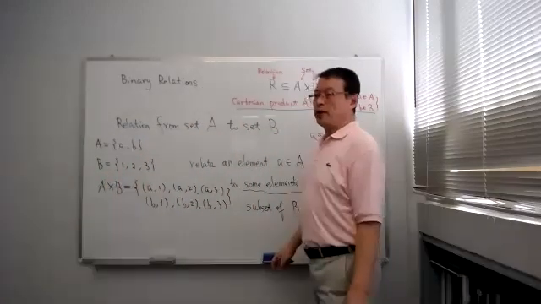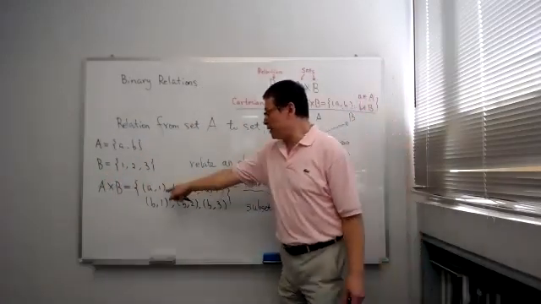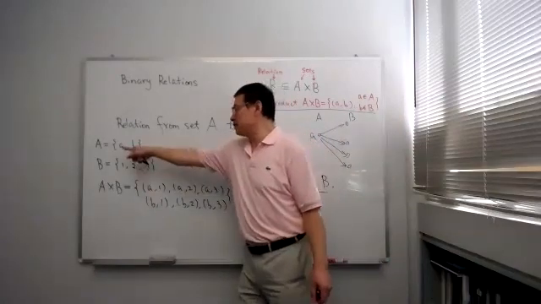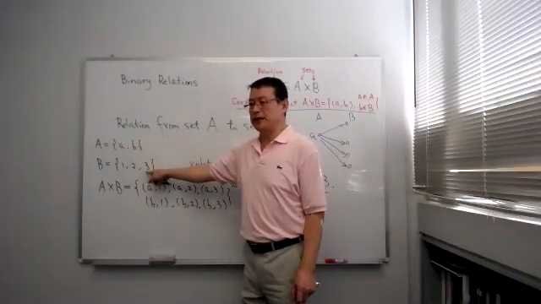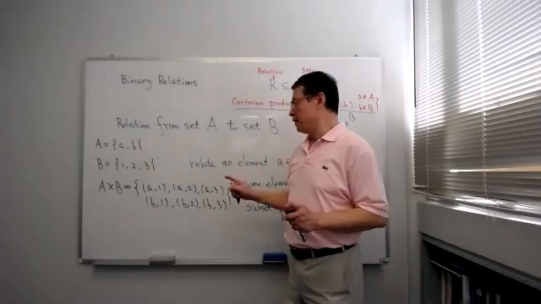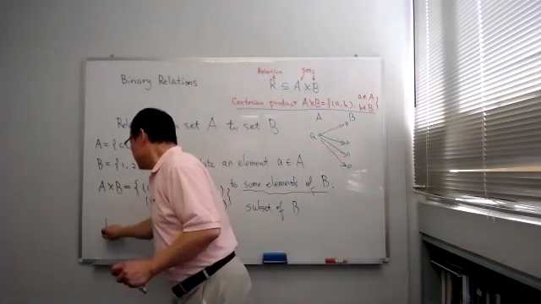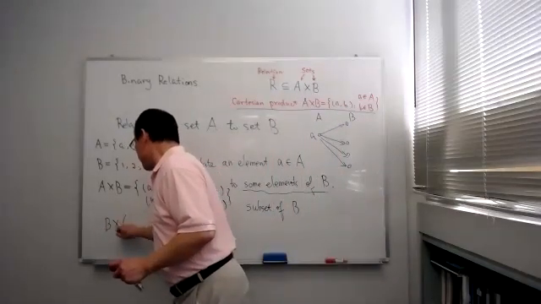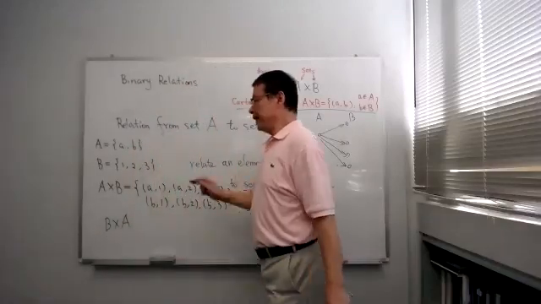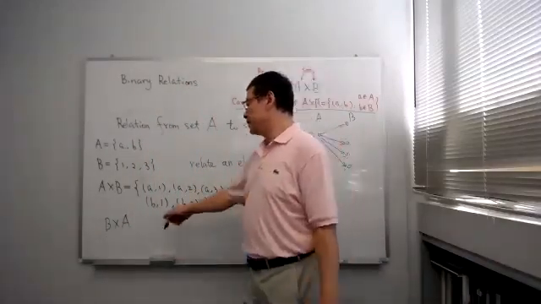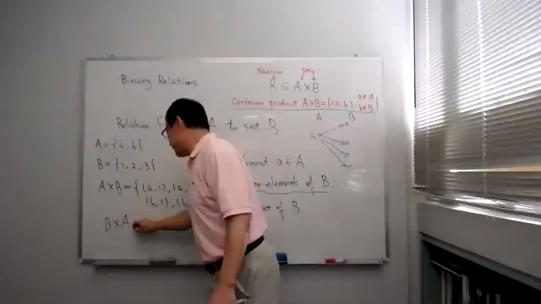All right, so it's the Cartesian product of A and B. Each element is an ordered pair. First element comes from A, second element comes from B. It's very important, it's ordered. That means B times A is typically quite different from A times B. In this case, the number of elements is the same, but the values are different.